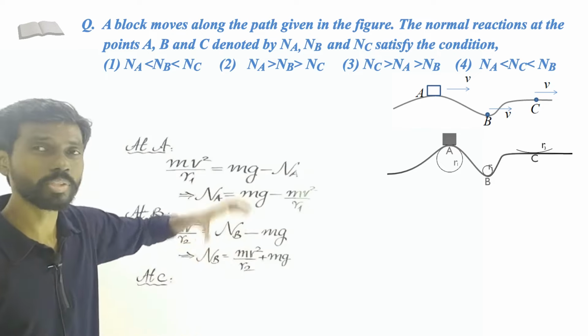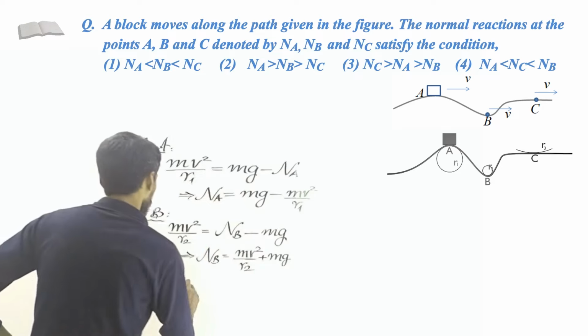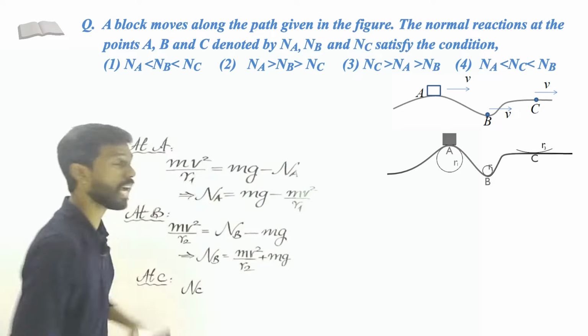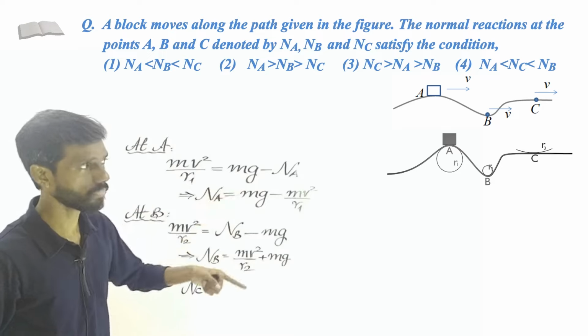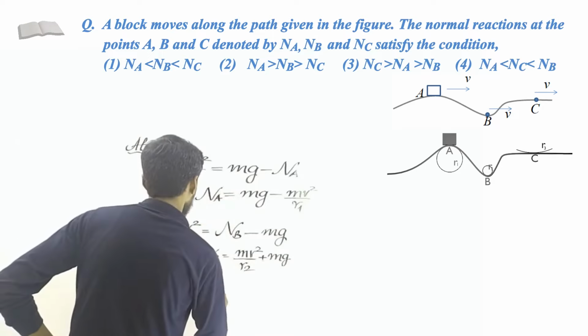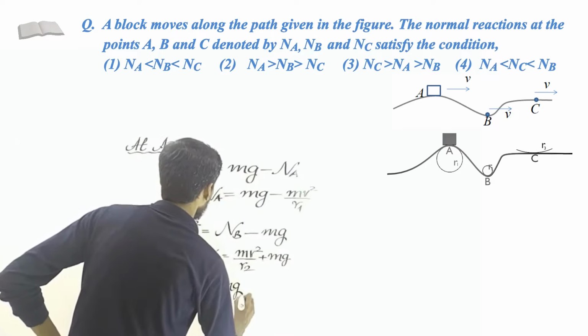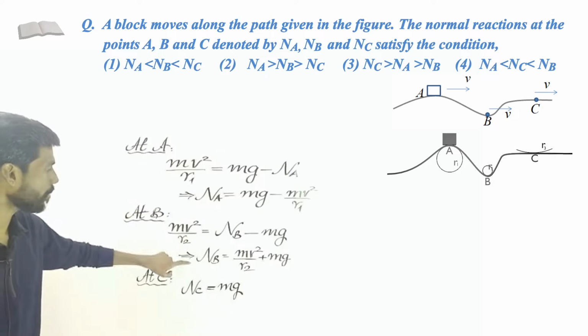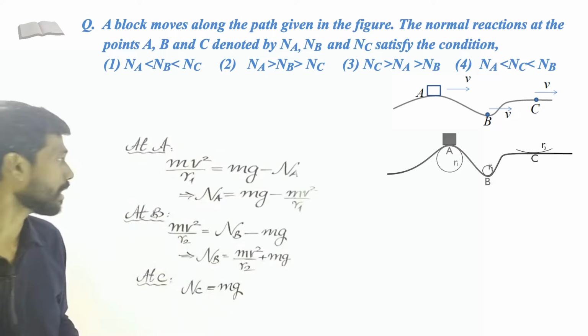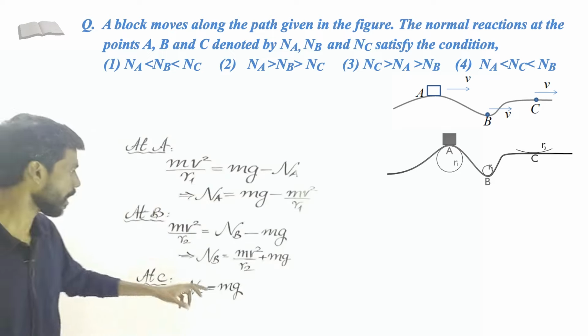So total force in the vertical direction is 0. That means Nc balances the gravitational force in the downward direction, so Nc must be equal to mg. Now we have all these values, Na, Nb, Nc. Now we have to compare and tell which one is bigger among these three.